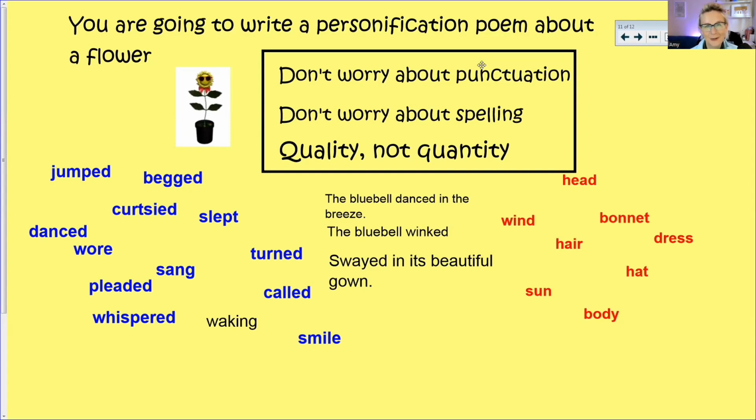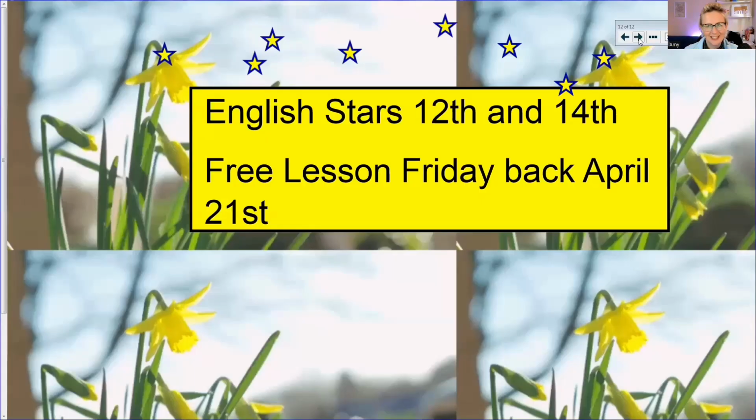The children used loads of different flowers. We had snowdrops, bluebells, sunflowers, lots of different kinds. We even had roses.